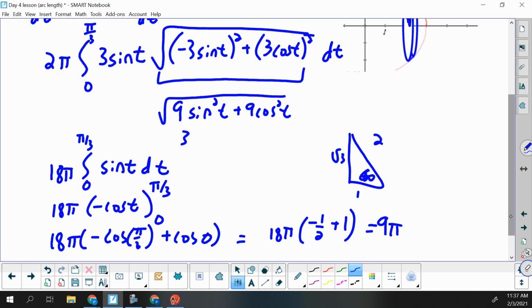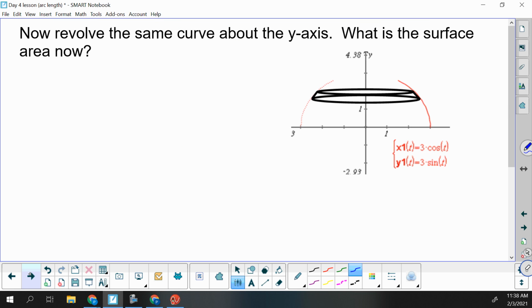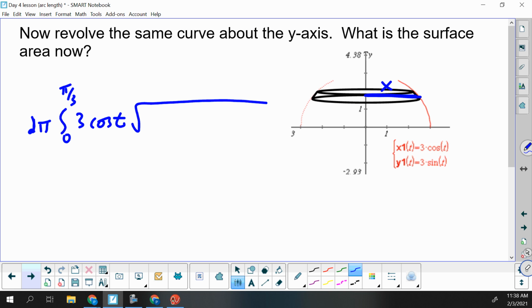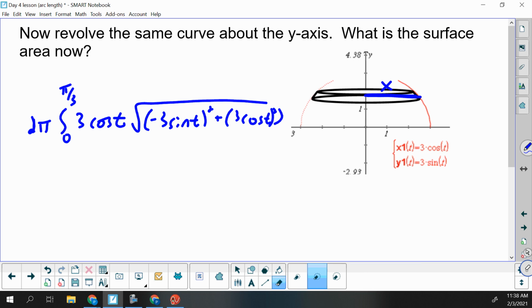Now the bottom one, we're going to do the same equations just over the y-axis. So the only difference that'll change is our radius is now an x. So we're going to have the 2 pi out front. We're still going from 0 to pi over 3. But now we're going to have our x component, the 3 cos t, as our radius. And we'll still have the same thing in here. From above that was negative 3 sine t squared plus 3 cos t squared, and then dt.